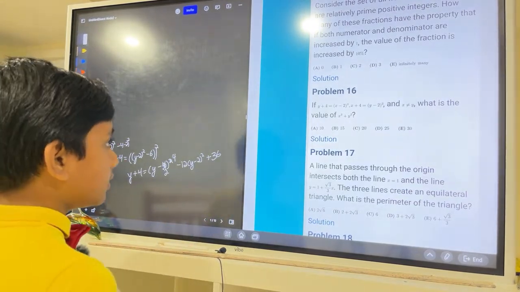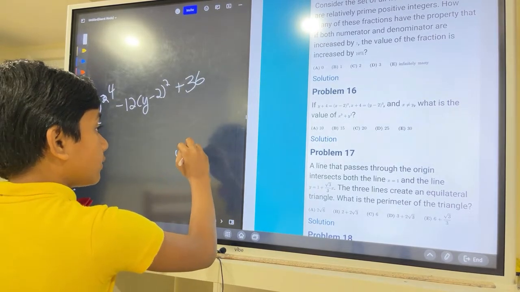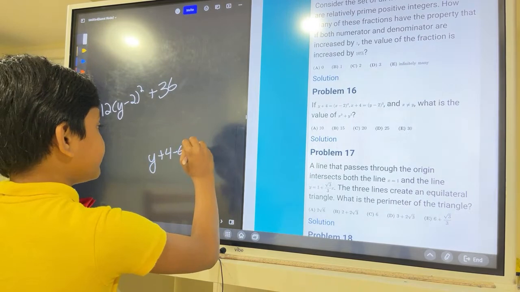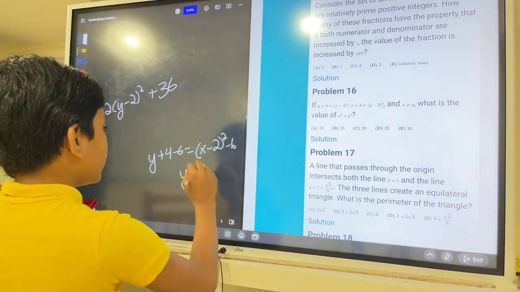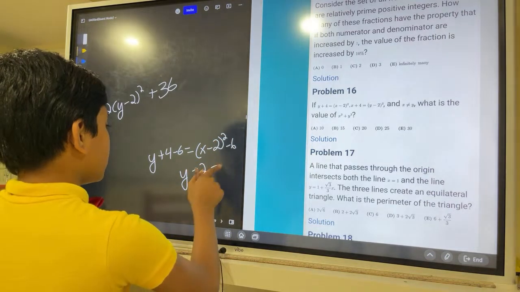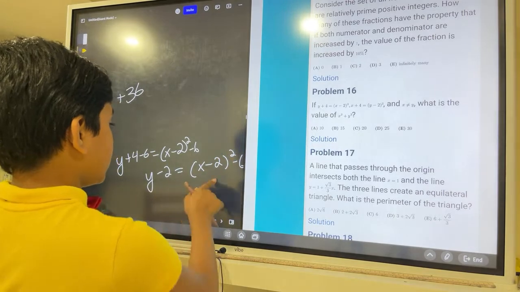No, not right. Wait, one second. Y plus 4 minus 6. So y minus 2 is equal to x minus 2 squared minus 6.